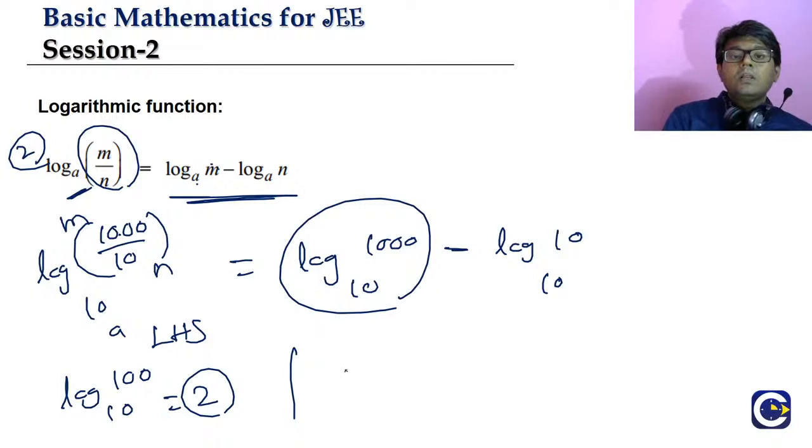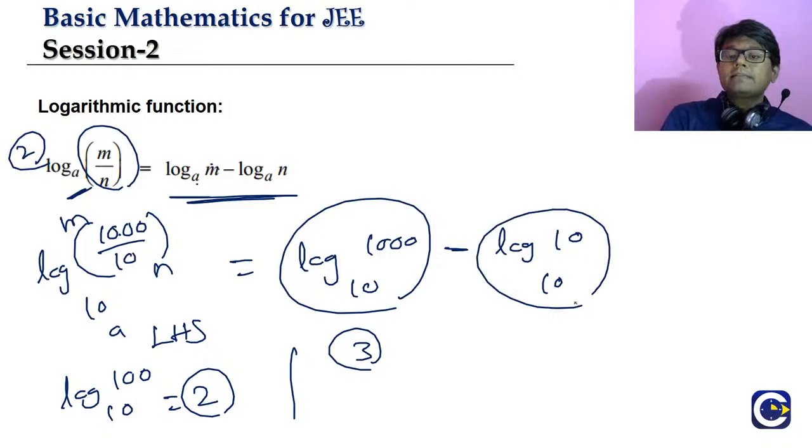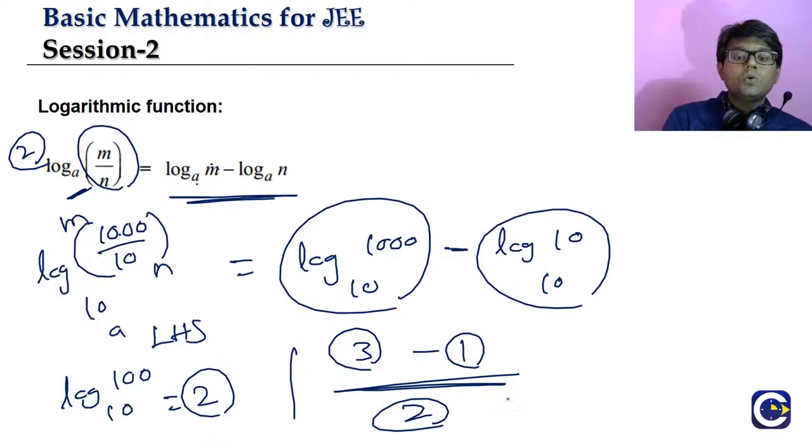RHS. What do we have? Log of 1000 to the base 10. What is log of 1000 to the base 10? 3, isn't it? Because 10 cube is equal to 1000. What is log of 10 to the base 10? 1, which is 3 minus 1. What is 3 minus 1, guys? 2 only. So our RHS is 2.